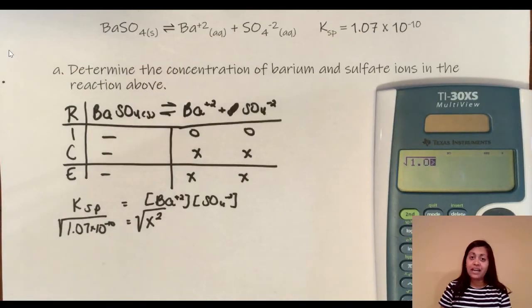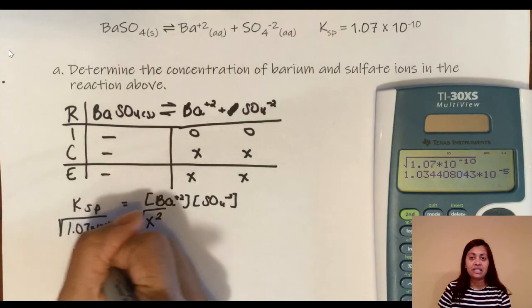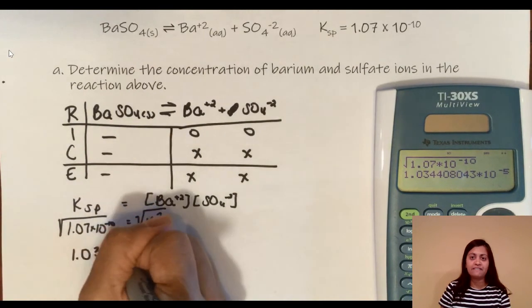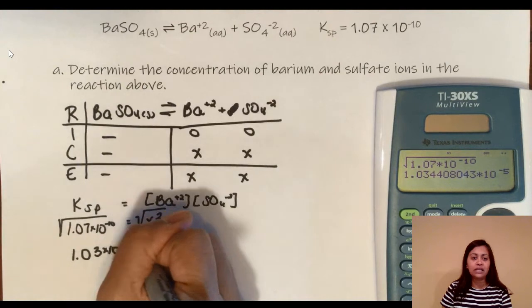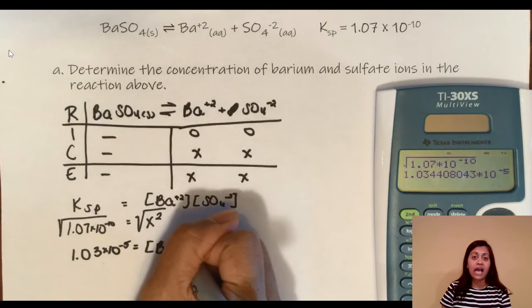And again, I can't stress enough when it comes to the AP exam, make sure you know your calculator really, really well. So here we have 1.03 times 10 to the negative 5th. Remember, we need to have 3 sig figs because that's what we have for our original KSP. And so that's how many barium ions you have and sulfate ions you have.